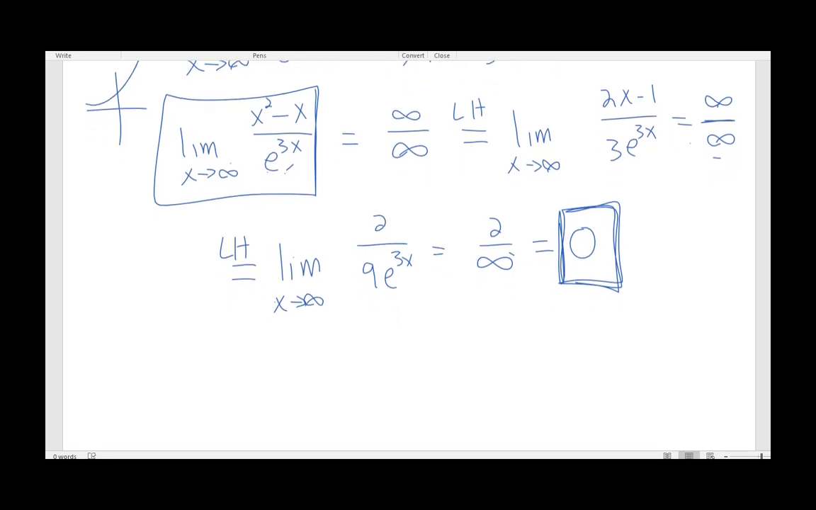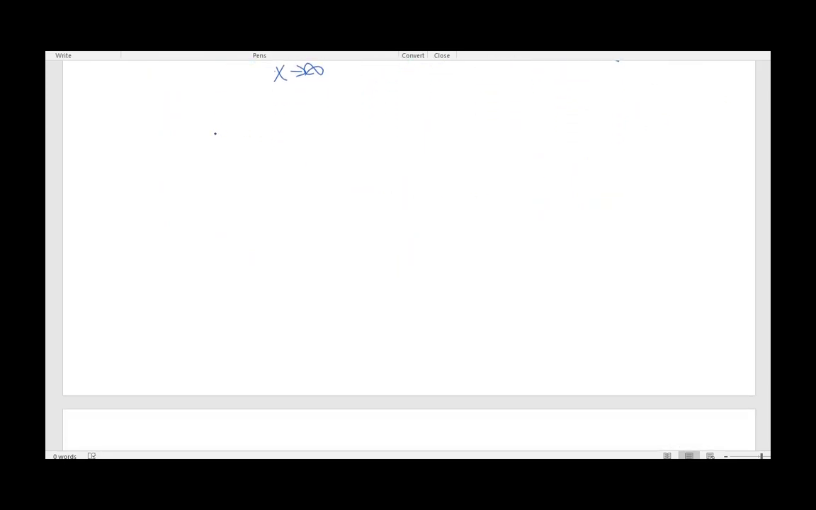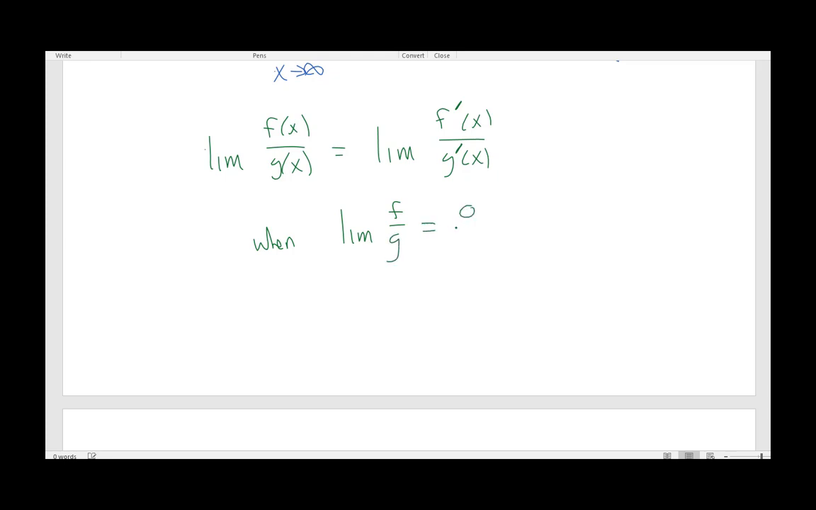Now, let me come back and restate what we just said. I'm going to rewrite L'Hopital's rule: the limit of f of x over g of x will equal the limit of f prime over g prime when we have what we call an indeterminate form. So when the limit of f over g equals 0 over 0 or infinity over infinity.